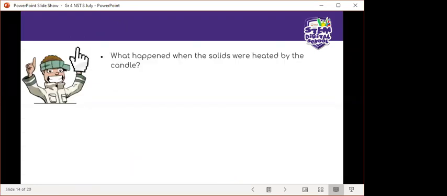So, question, we will use our imagination. Some of you have done it, some of you haven't, but we can just make an educational guess. What do you think happened to the solids when they were heated by the candle? Remember, our solids are the butter, the chocolate, as well as the ice blocks.